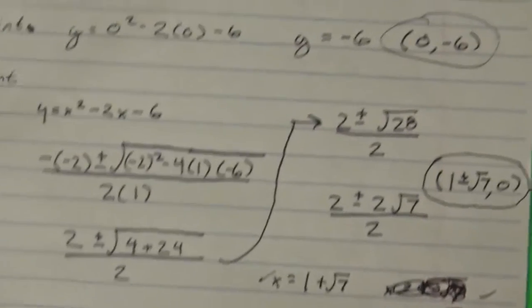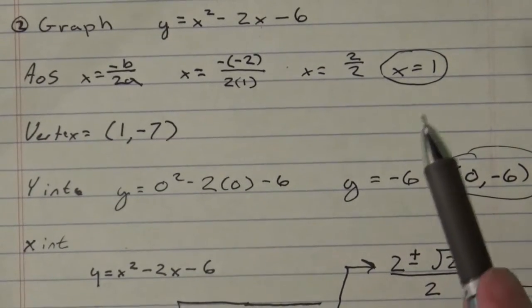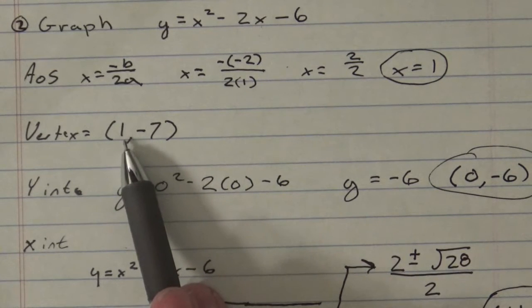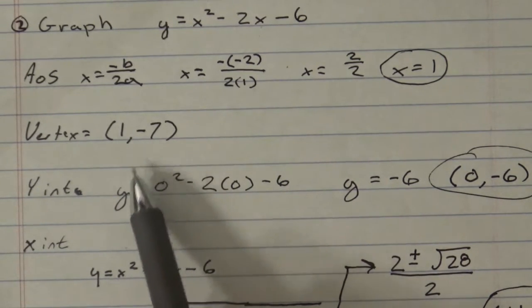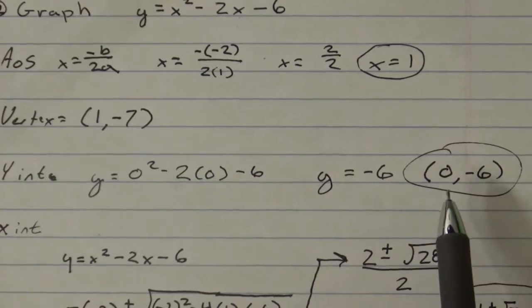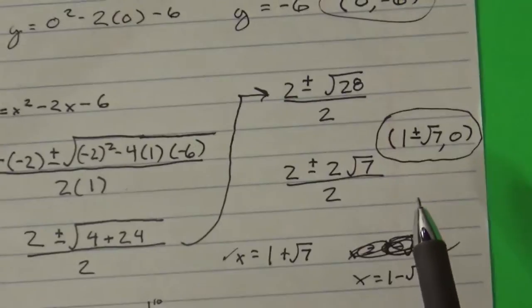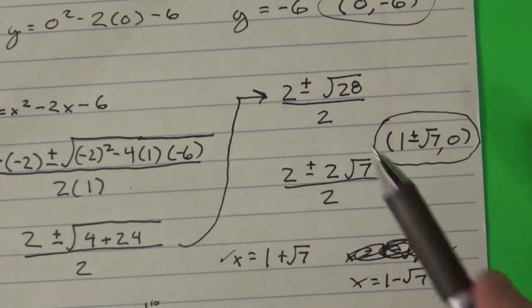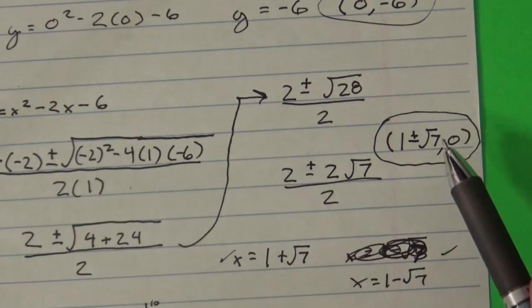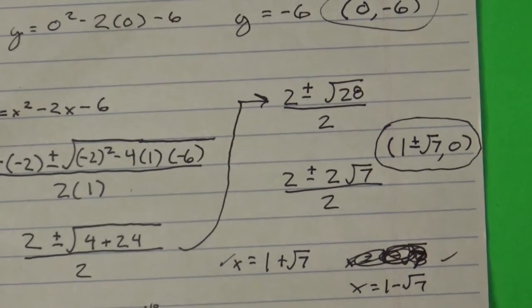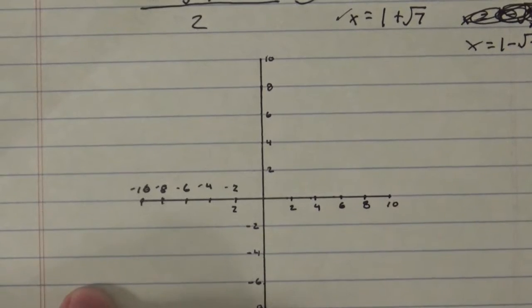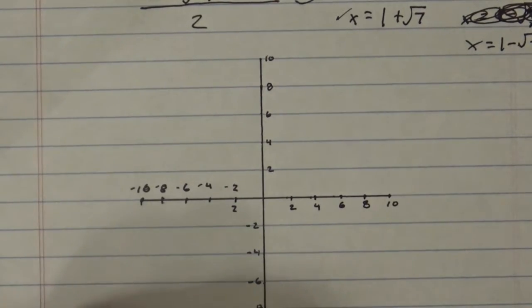So, going back over this, we know our axis of symmetry is x equals 1. We know that our vertex is at 1, negative 7. We know that our y-intercept is at 0, negative 6. And we know that we have two, count them, two x-intercepts, 1 plus or minus the square root of 7, and 0. So now what do we do? We're going to plug all this stuff in. So the first thing, let's find our axis of symmetry.